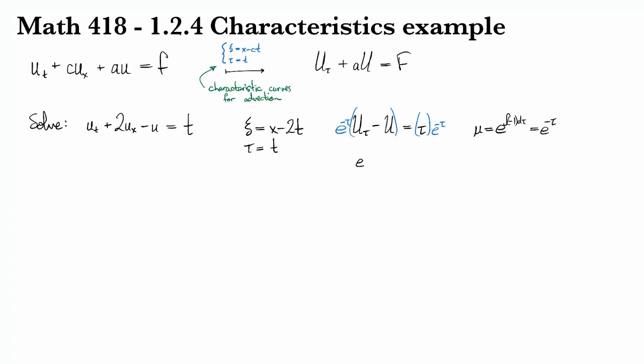And then on the left side, we should have the derivative of the integrating factor times u. And on the right side, we've just got tau e to the minus tau. Okay, so then we can go ahead and integrate both sides of this equation. And on the left side, the integral just strips away the derivative, so we have e to the minus tau times u equals, and then on the right hand side we have to do some integration by parts, and you end up with -1 plus tau e to the minus tau. Oh, sorry, that's a positive sign there in the middle.